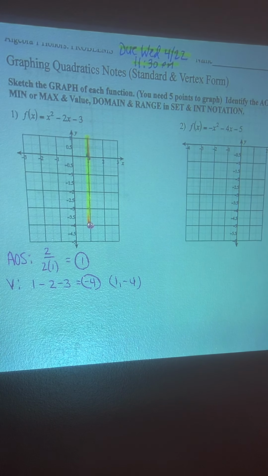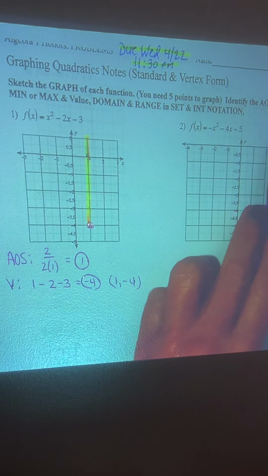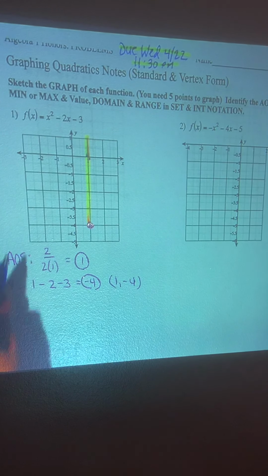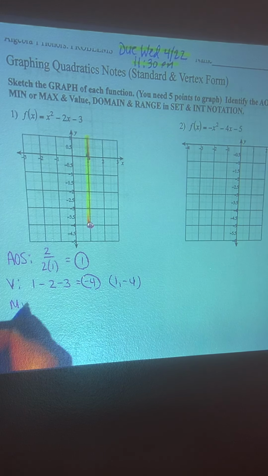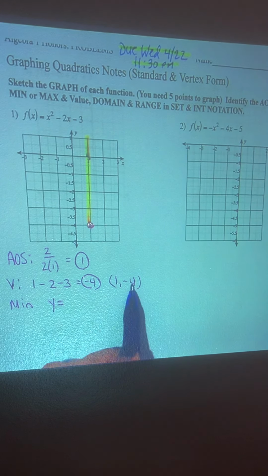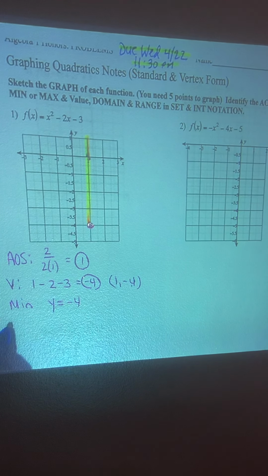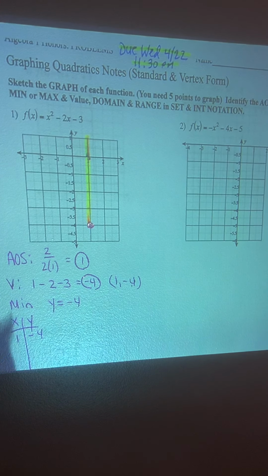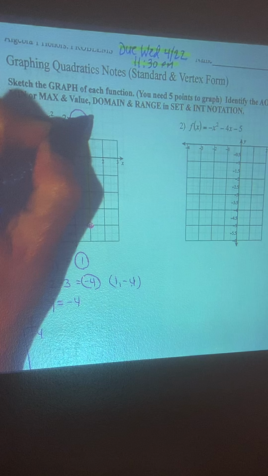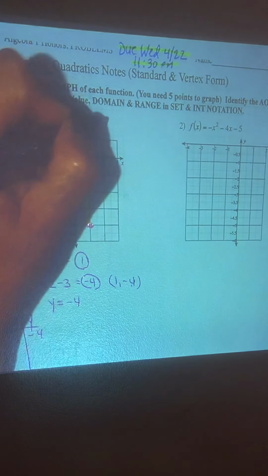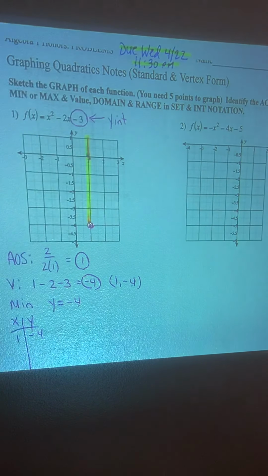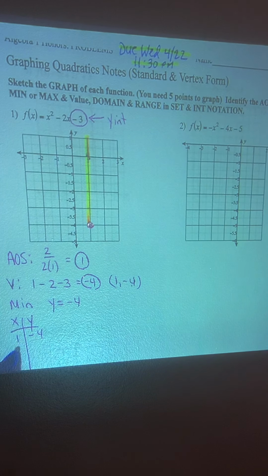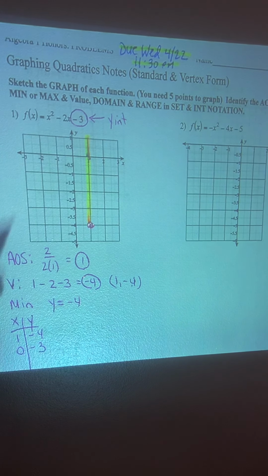After we find that, let's see. Axis, vertex, minimum, maximum value, it's going up, so it's a min. And the min value, remember, y by the vertex, so that's negative 4. Now we're going to draw an xy table. Remember, we need 5 points to graph. So we already have our vertex, 1, negative 4. Our y-intercept, remember, this is our y-intercept. So our y-intercept is 0, negative 3. Let's plot that.